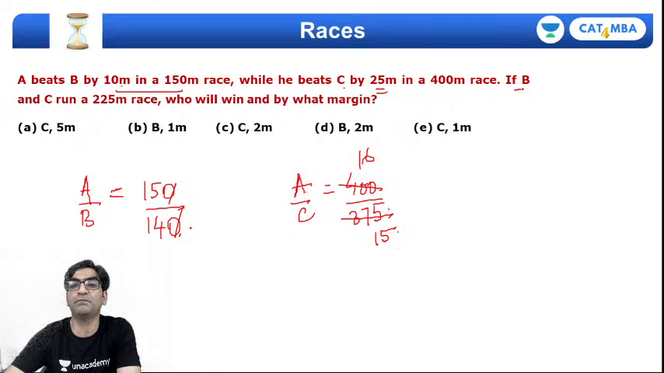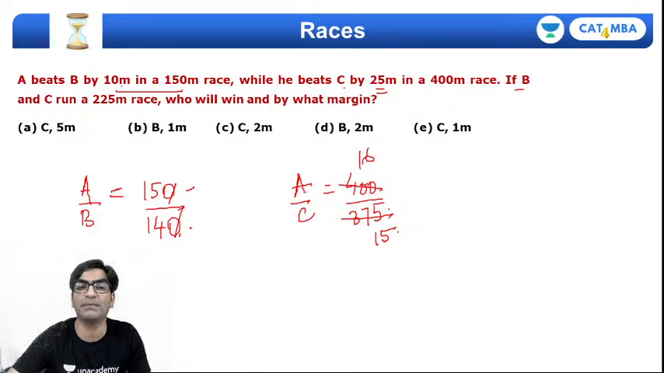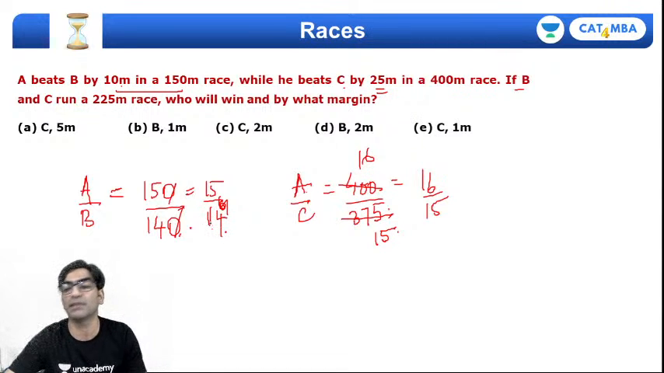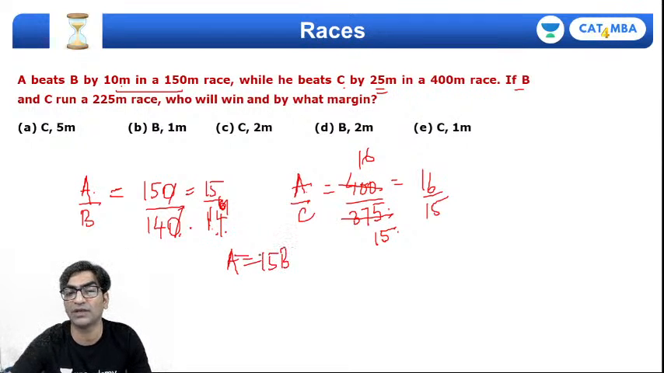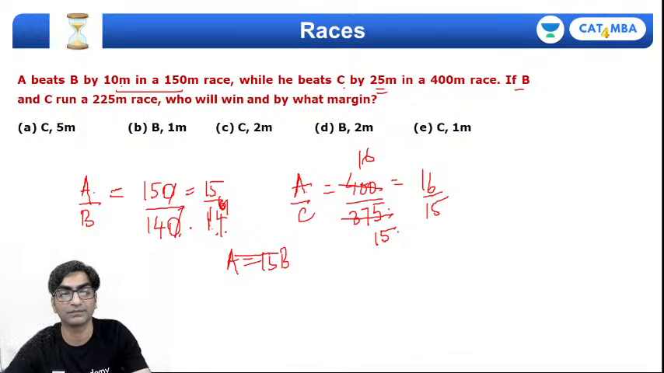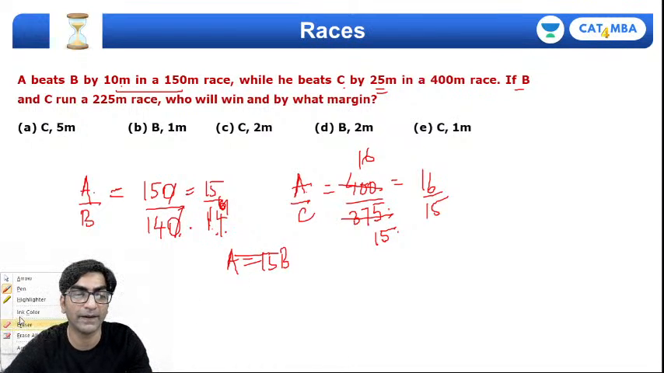Okay, B and C, until their turn comes, you think here. A by B I know is 15 by 14 and A by C I know is 16 by 15, so can I combine these two by doing something? Can I combine these two equations? Yes. What is common to the two equations? A, so what will we get from here? A will be 15B by 14.